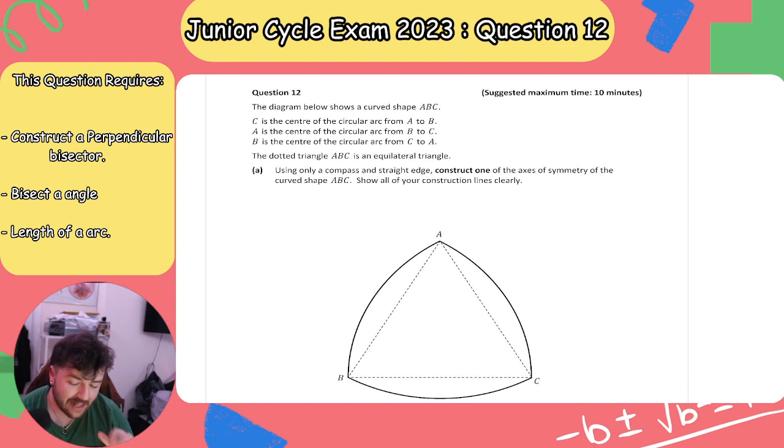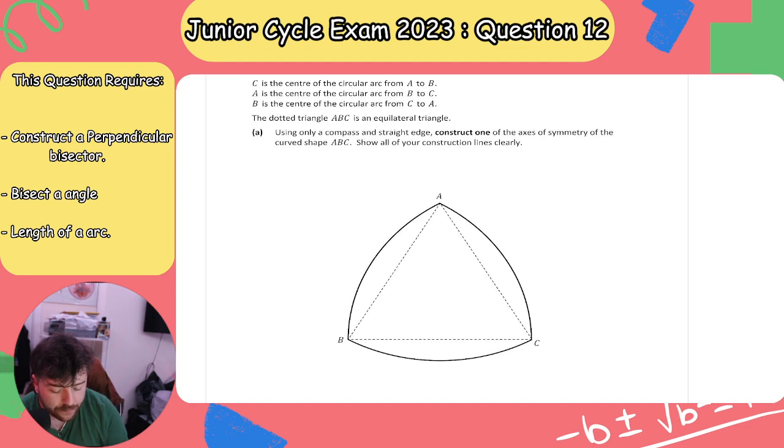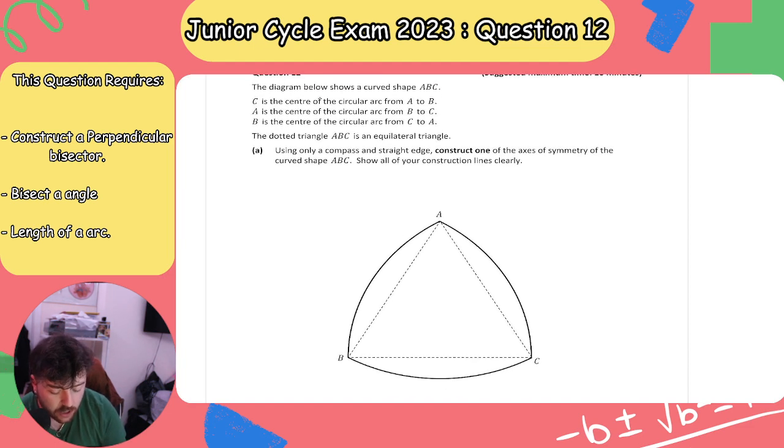And then finally, for the last part, you needed to know how to find the length of an arc of a circle. So let's just continue on here. The diagram below shows the curved shape ABC. C is the center of the circular arc from A to B. A is the center of the circular arc from B to C. And B is the center of the circular arc from C to A.